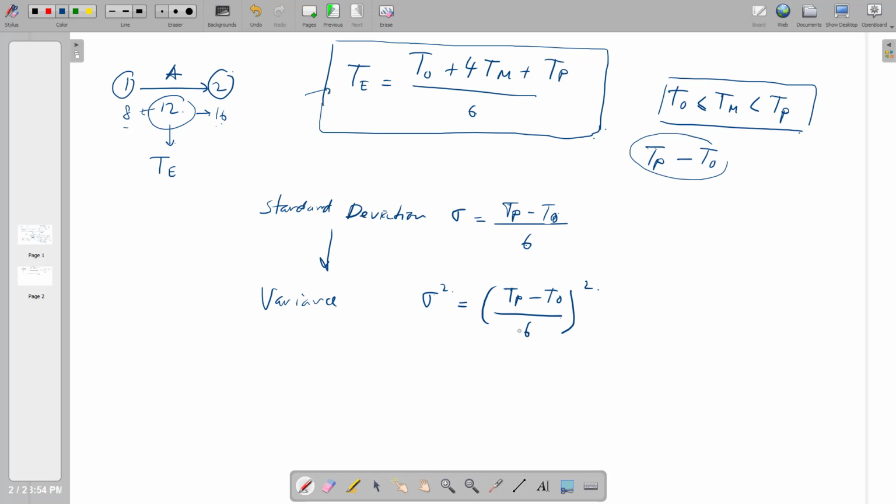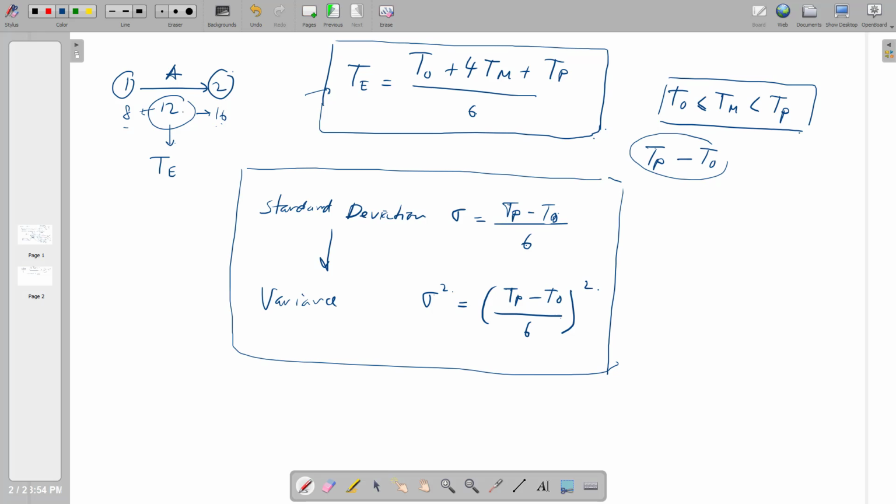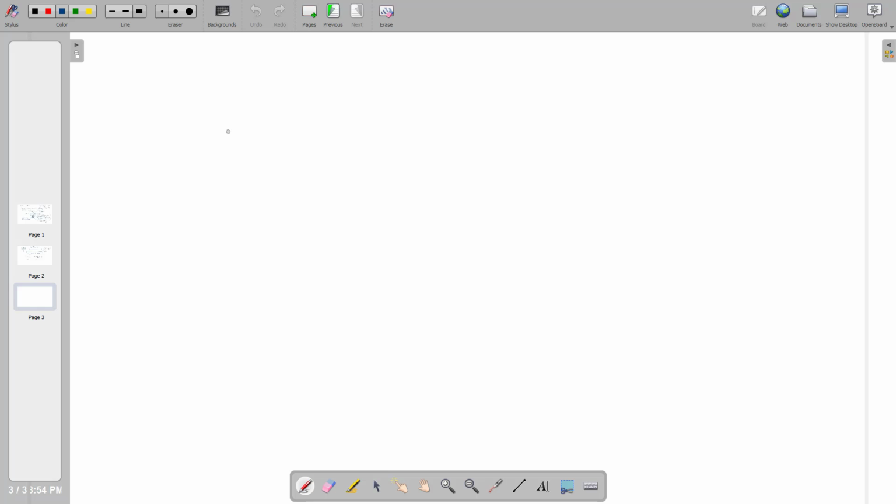over 6, squared. Okay, so these are the tools that we are going to use to calculate the probability of completing a project within a certain range of time, and also to calculate the time estimate of the whole project. Right, so let me give you an illustration.